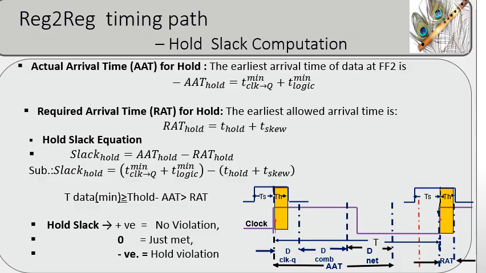Hold slack is then calculated as the difference between actual arrival and required arrival, showing whether the timing requirement is met. A positive slack means the hold condition is satisfied, zero slack means the path is exactly balanced, and negative slack indicates a violation where data arrives too early. This analysis ensures that sequential circuits remain stable by preventing premature data capture and maintaining reliable operation across registers.